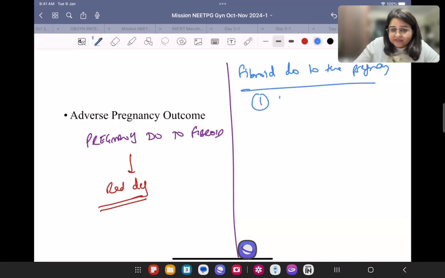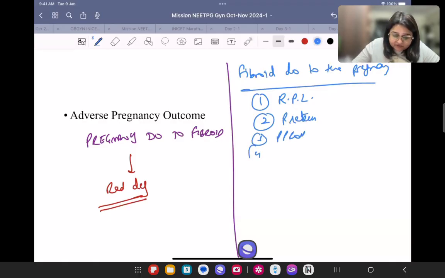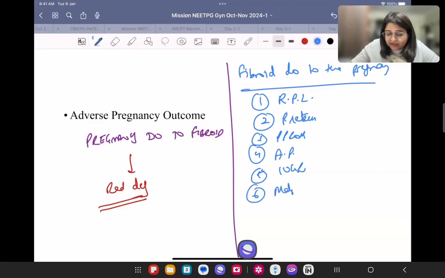Starting from the first trimester, it can cause recurrent pregnancy losses, especially if they're submucosal fibroids or large fibroids distorting the cavity. They can cause preterm labor. They can cause PPROM. They can even cause abruptio placentae if the placenta is implanted over a fibroid. They can cause IUGR because the space may be less for the baby to grow. They can cause malpresentations. In labor, they can cause prolonged labor, obstructed labor.